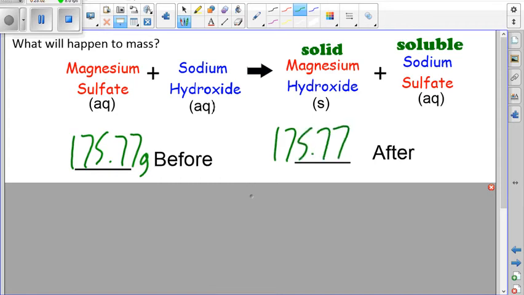I was like, am I going to catch people sleeping? So the mass is still the same, even though we had a chemical change, evidenced by a precipitate and a color change, okay? So some chemistry happened there. We still have the exact same mass.